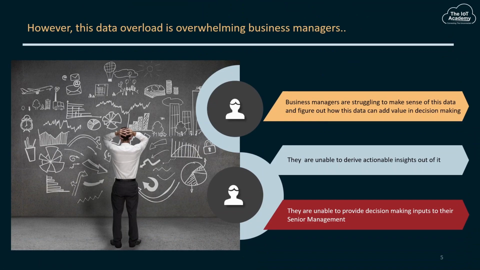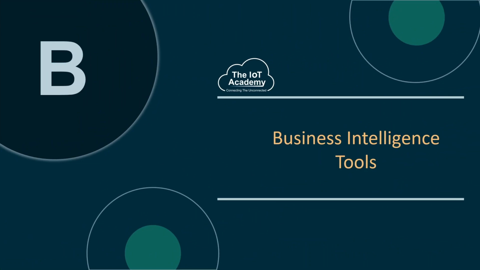So from the company's perspective, this is a data overload which is overwhelming the business managers. Business managers are struggling to make sense of this data and figure out how this data can add value in decision making. They are unable to derive actionable insights out of it. They are unable to provide decision making inputs to their senior management. And this is where business intelligence tools play a role to help managers manage data and derive insights from the data.